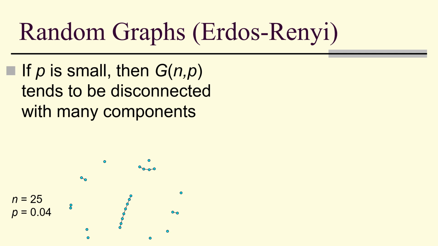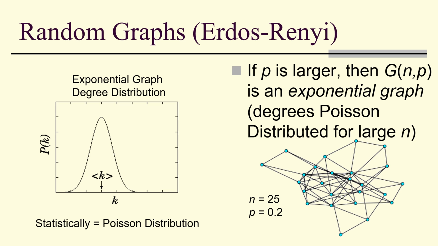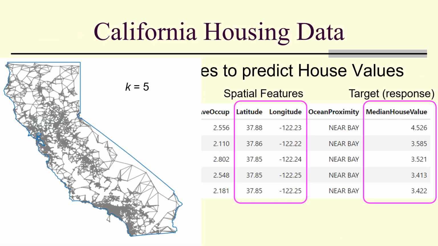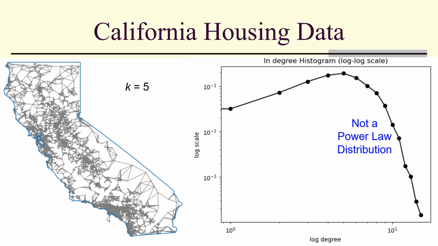If p is small, then the random graph tends to be disconnected with many components. If it's larger, it's an exponential graph. The degree is Poisson distributed for large n. And that is what we see when we look at k nearest neighbors. For example, remember our California housing, we had the k equals 5, latitude and longitude, nearest neighbors graph. Here's its in-degree histogram. The out-degrees are all 5, and this is definitely not a power law distribution. And if we look at the log-log plot, that's not a power law distribution.